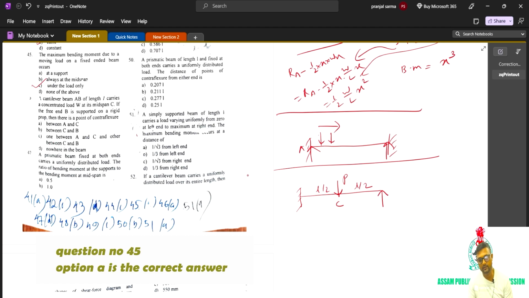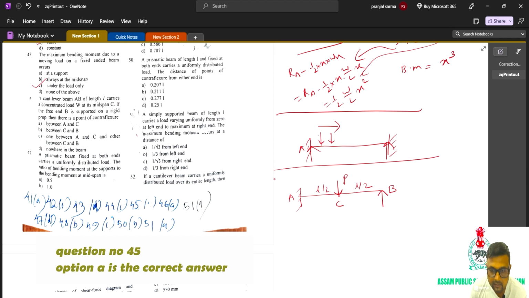Where is the point of contraflexure? That you have to find. This is A, this is B, this is C. One between A and C, and one between C and B. See, there will be only one point of contraflexure. Okay, there won't be two points of contraflexure. So this option is incorrect. One between A and C and other between C and B is incorrect. Nowhere in the middle is also incorrect. The answer will be what? Between A and C or between C and B.